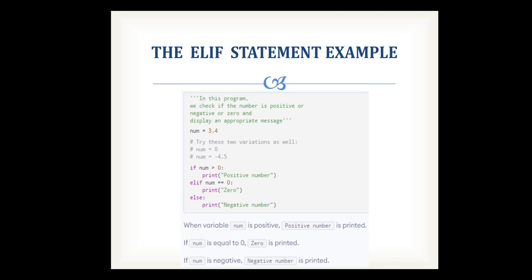See here, the value of the num variable is 3.4. If number is greater than 0, then print positive number. Else if number is equal to 0, then print 0. Else print negative number. So when you are using 3.4, it is going to print positive number. When you are using 0, it will directly print 0, and when you are using minus 3.4, it is going to print negative number, because the number is less than 0.